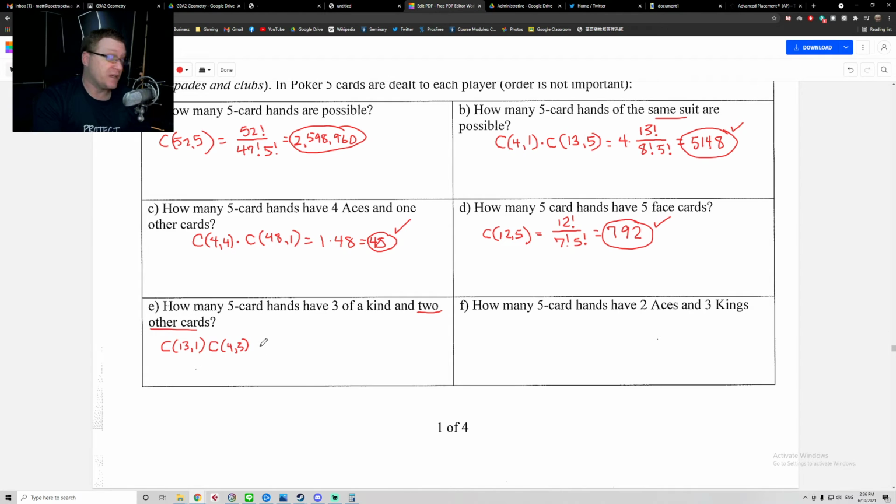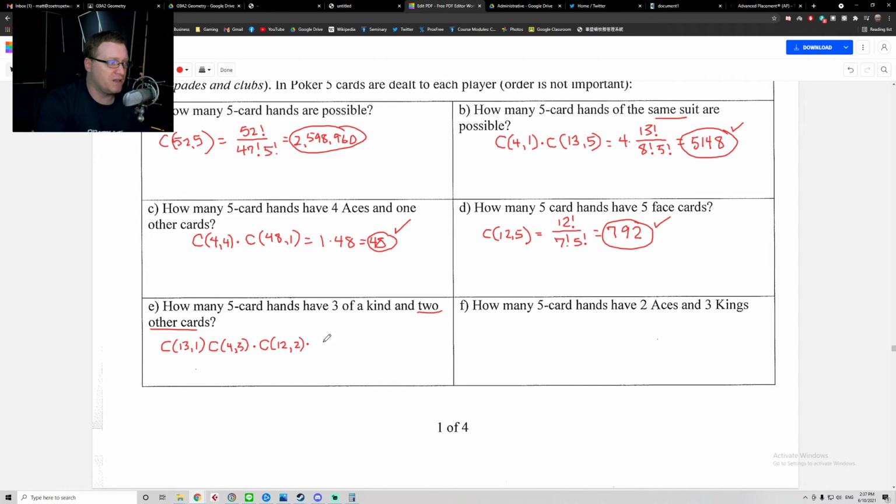Now we need to pick 2 other cards. All right? So how are we going to do that? Well, we don't want to get that same card again, right? Because that would make us have 4 of a kind. So how many different kinds are left? Well, there are 12 kinds left, all right? And we are going to choose 2 of those different kinds of cards. All right, so 2 other cards. We're going to do 12 choose 2.